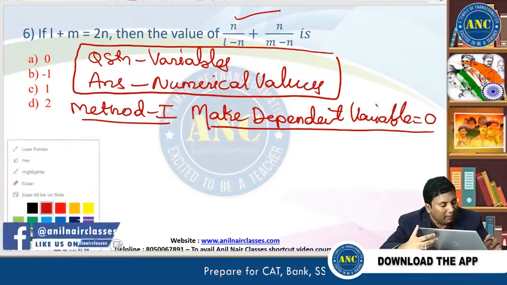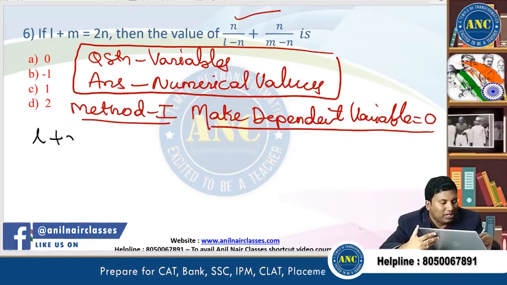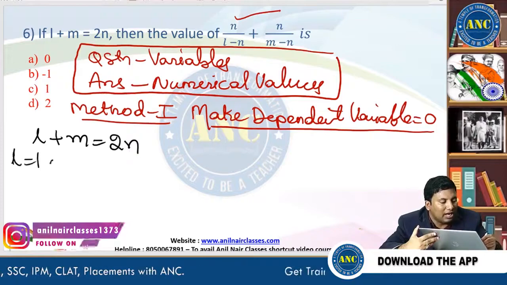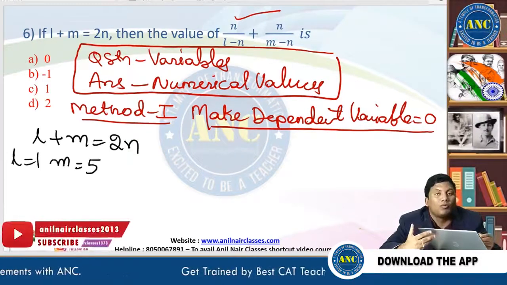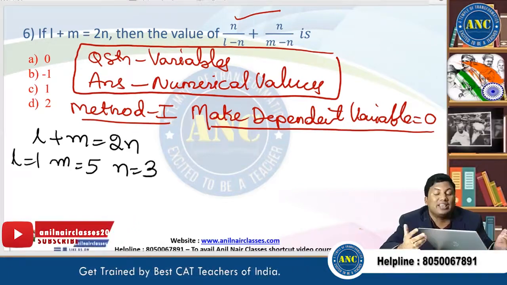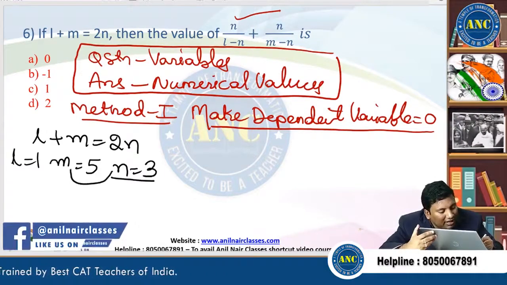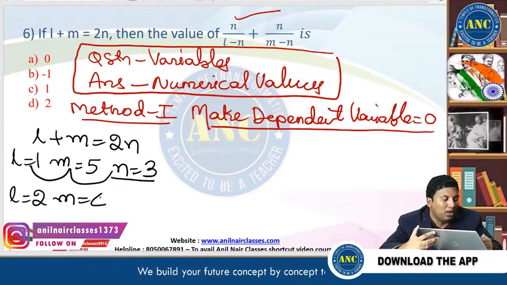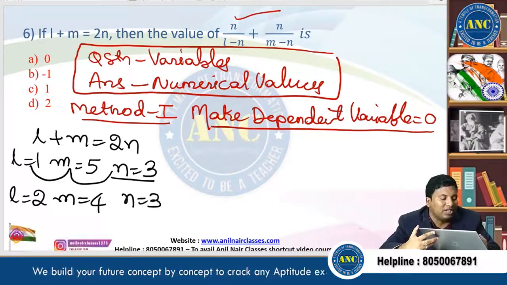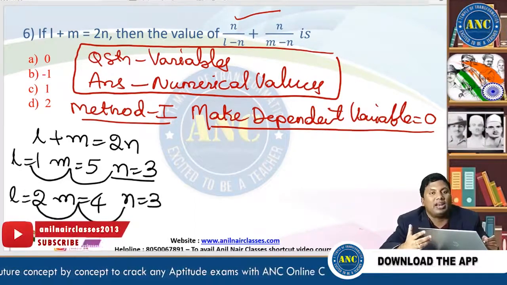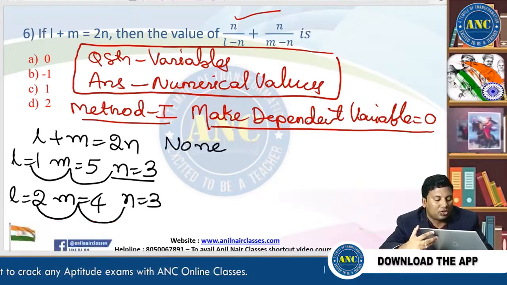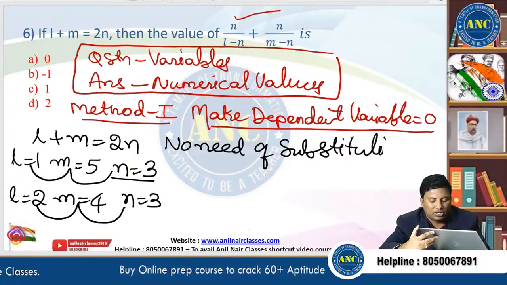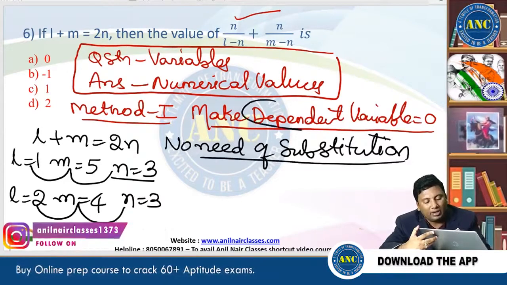What is this, make dependent variable 0? L plus M equals 2n. How many of the students will solve this problem is: L is 1, M is 5. 1 plus 5 is 6. N value is 3. Can I say the value of N is dependent on L and M? L is 2, M is 4. 2 plus 4 is 6. N value is 3. Value of n is dependent on L and M. No need of substitution.